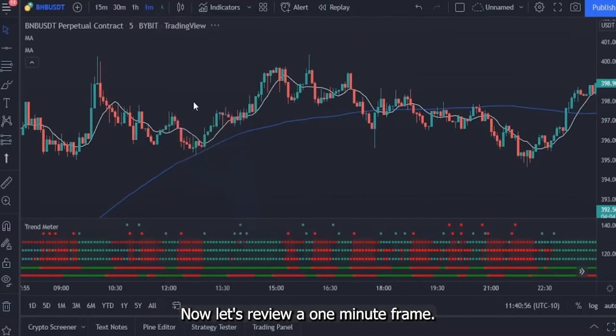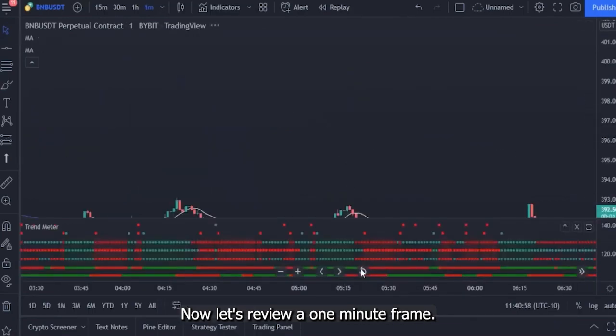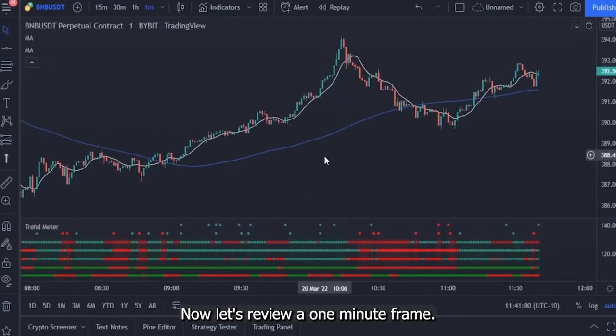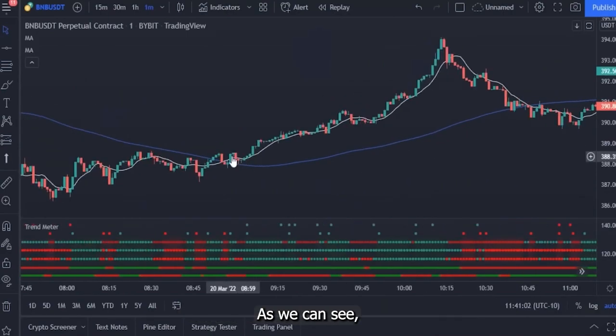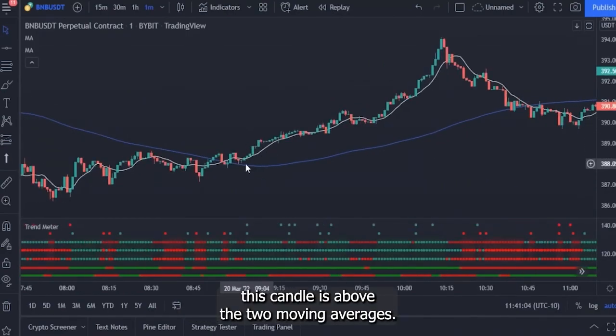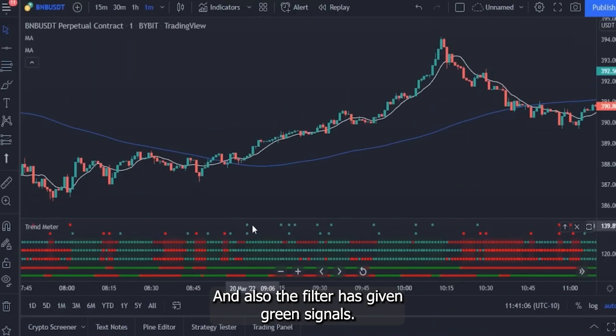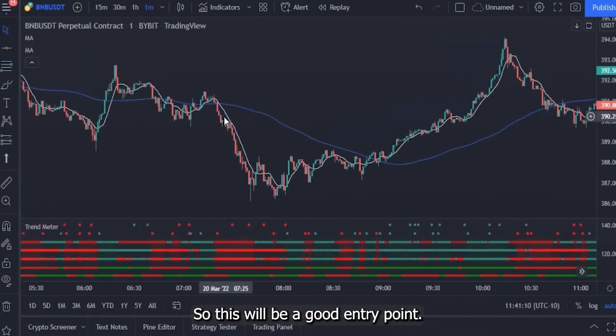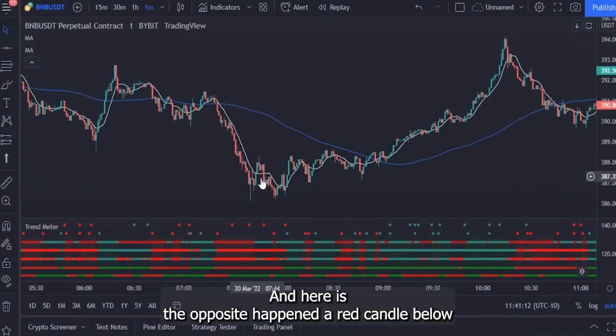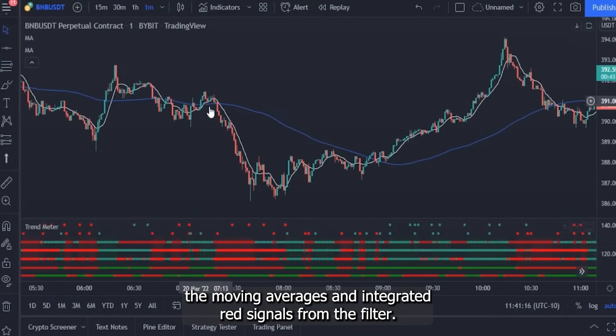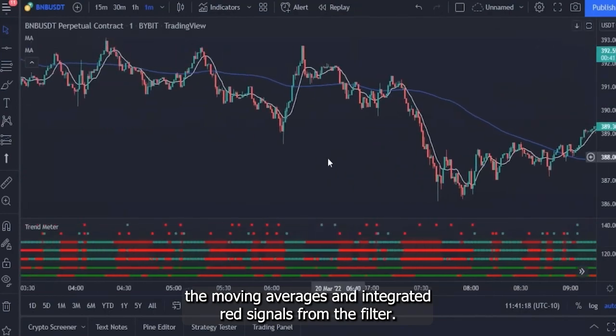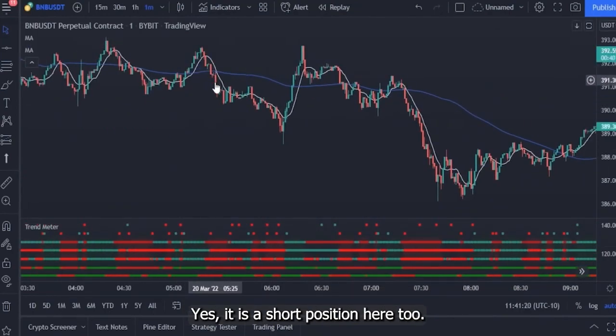Now let's review a 1-minute frame. As we can see, this candle is above the two moving averages, and also the filter has given green signals, so this will be a good entry point. And here the opposite happened, a red candle below the moving averages and integrated red signals from the filter. Yes, it is a short position. Here, too, we can enter into a short position.